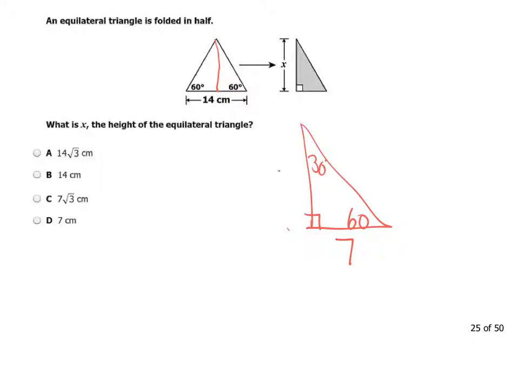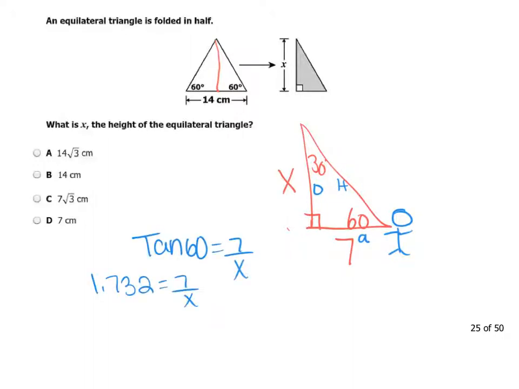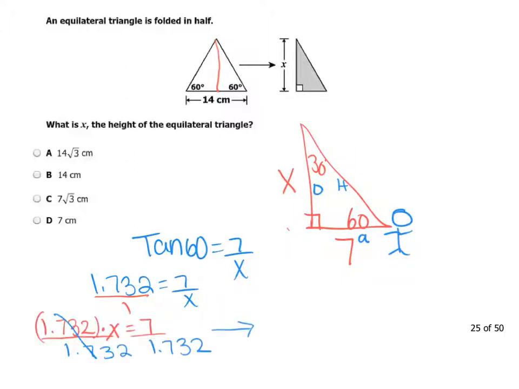They want us to find X, so we have some options to find X. We definitely could use trig. If I go ahead and use trig, I'll stand at the 60-degree angle and label my triangle. So 7 is adjacent to me and X is opposite, so I'm going to use tangent. So tangent of 60 is 1.732. We'll cross multiply and solve and figure out what X is.